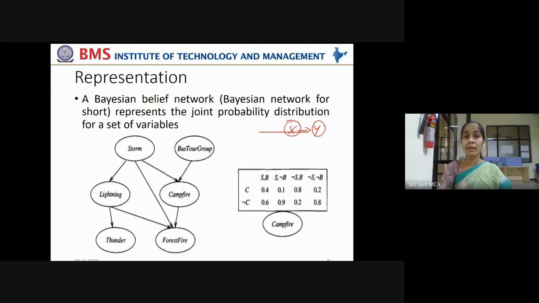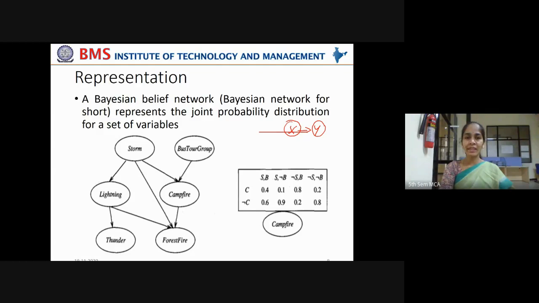Dependence, I'm talking about dependence, not independence. By assuming there is dependence between some variables, that belief, that support is provided by the network. That is why we call them Bayesian belief networks.